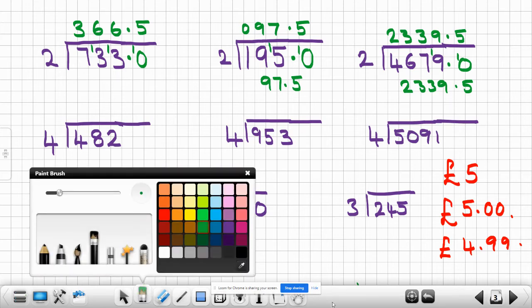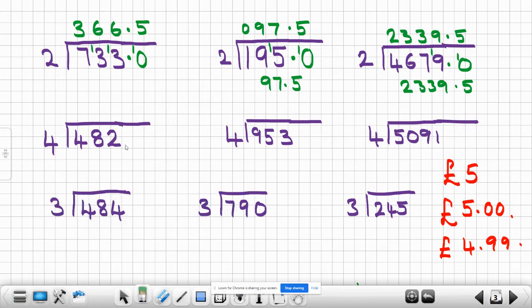So the first one, we have 482 divided by 4. And we may not be sure whether this is going to go in exactly. It's an even number. If it was an odd number and we're dividing by 4, then it's not going to work because 4 is even. But we have got an even number. So let's see if it goes in exactly.